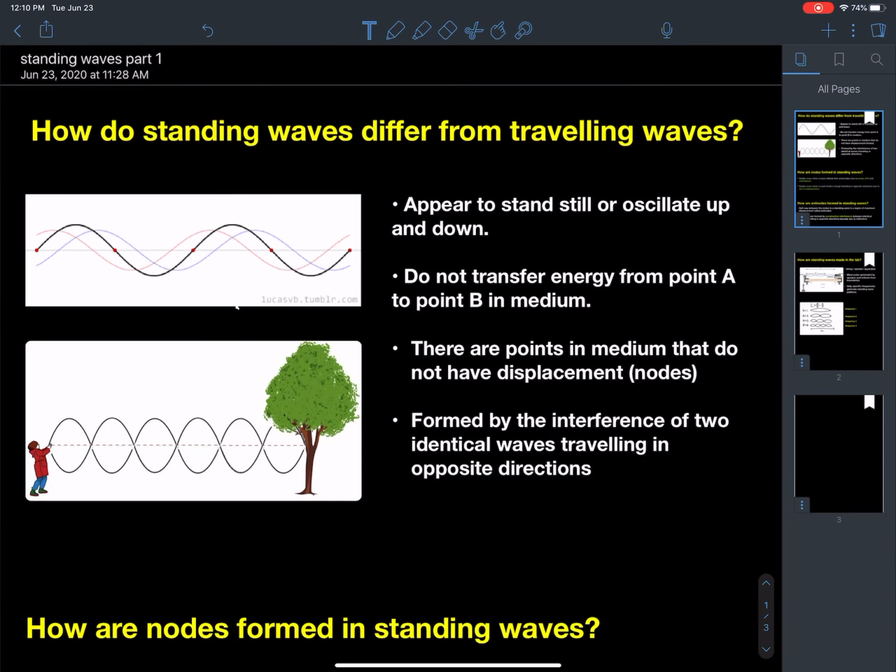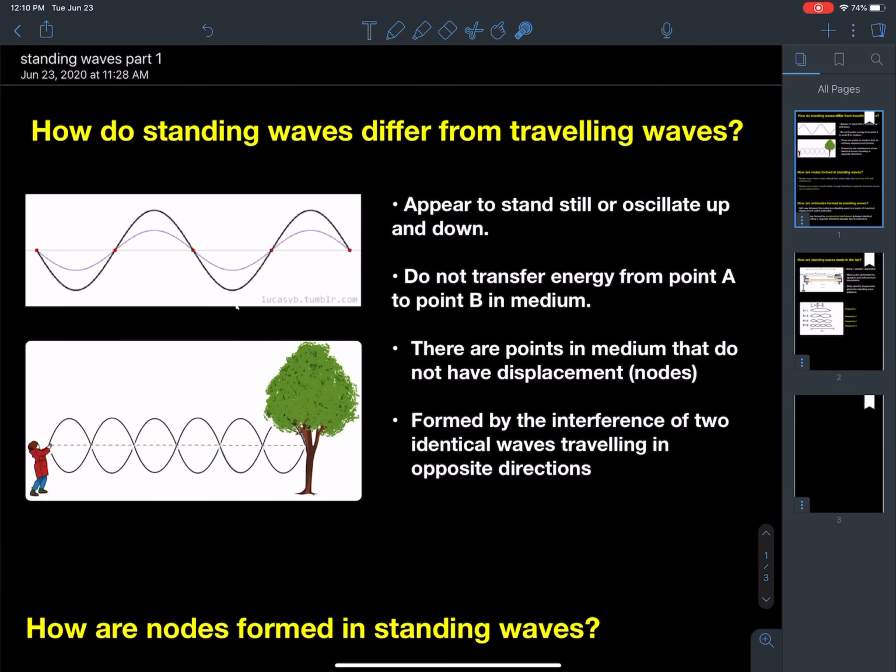So after watching the videos up top and getting introduced to what standing waves look like, they're a fascinating type of wave that appears to stand still. This little video here is just going to talk about how they're formed in a little bit more detail. So how do standing waves form and how do they differ from traveling waves?